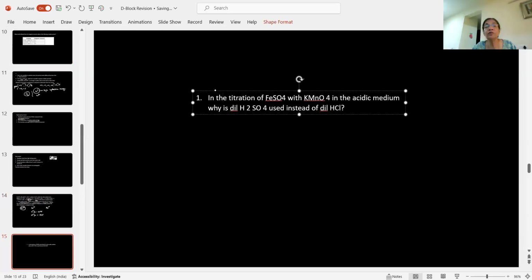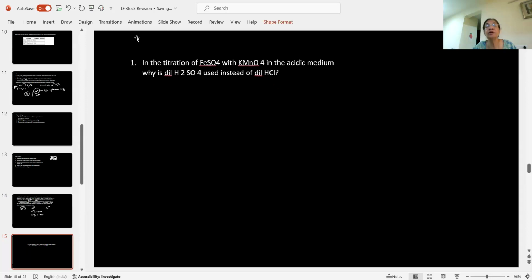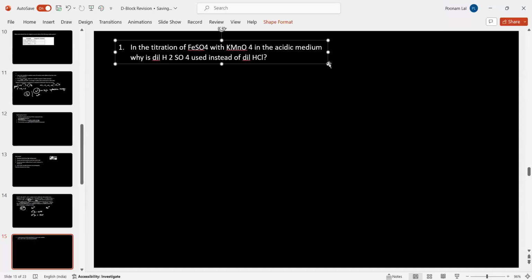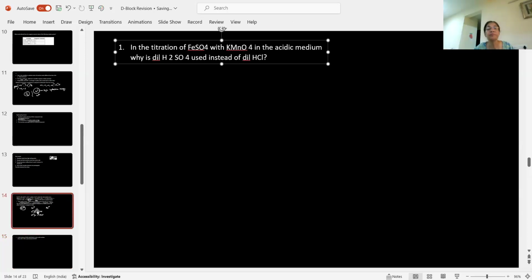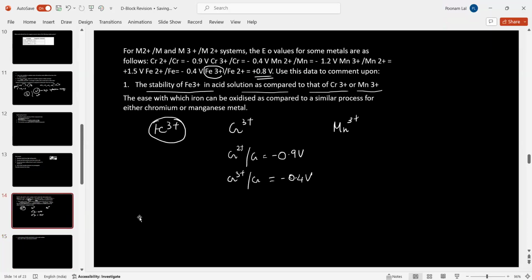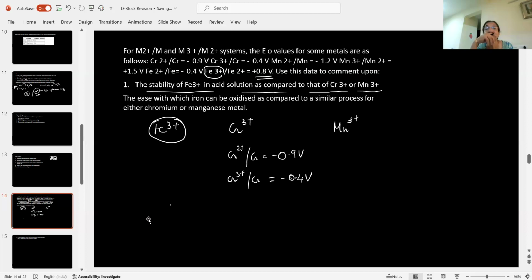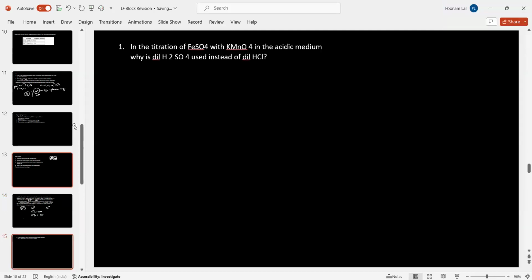Now, can you tell me the answer of this one? In titration of... I have a doubt in the last question. Tell me. Here they have given the stability of Fe3+ in acid solution. How are we supposed to understand that it is not an oxidizing acid? It can also be nitric acid or sulfuric acid. Yes, so you have to assume that it is not an oxidizing acid. Because the next question is about that only.